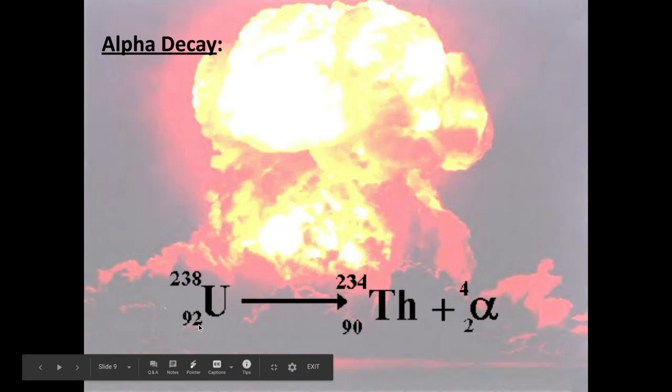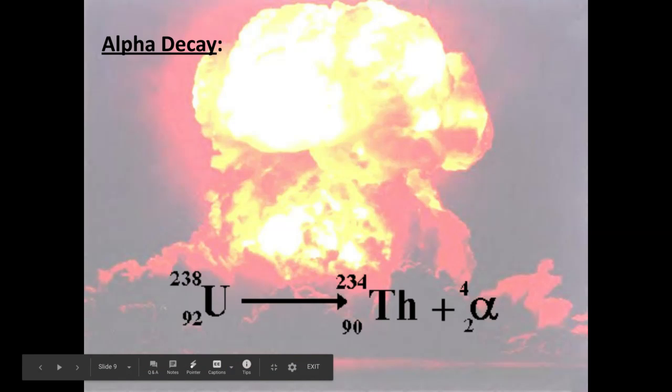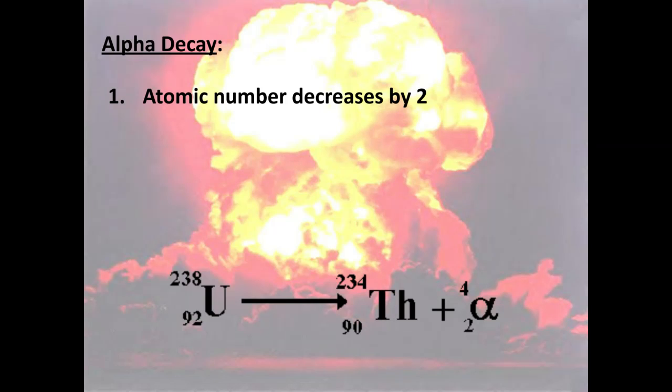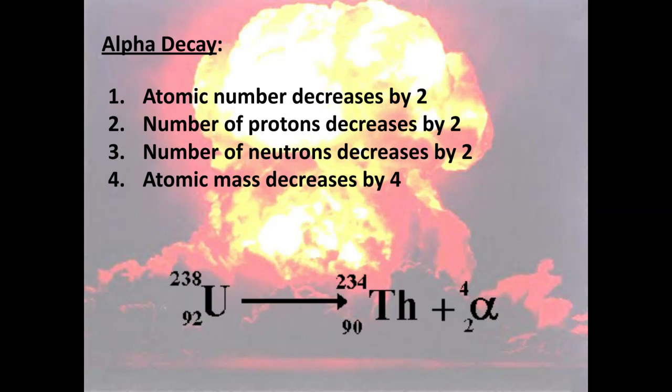If uranium has an atomic number of 92, or 92 protons, if it gives off 2 protons, that means that we have a decrease in atomic number, or a decrease in the number of protons, by 2 in the element it is transmutated into. So the atomic number is 90. So what we actually do is we mathematically figure out these numbers, and then we look at our periodic table to see what element it is turning into. So in alpha decay, the atomic number decreases by 2. The number of protons decreases by 2 because the number of protons is the atomic number. The number of neutrons decreases by 2, and the atomic mass is going to shrink and decrease by 4.